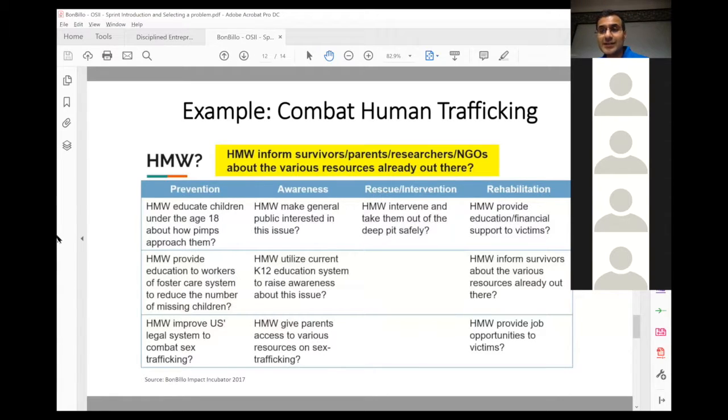They agreed as a team, as they learned more, that there were a bunch of nonprofits that were already doing very good work in each of these segments that they'd mapped out. And what they found was lacking or missing was really a platform to let people know about existing resources that exist already, right? And so the how might we that they thought would have the largest impact was how might we inform survivors, parents, researchers, and nonprofits about the various resources already existing out there. And so that's what they chose to focus on.